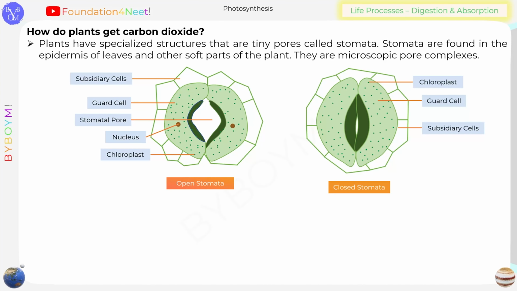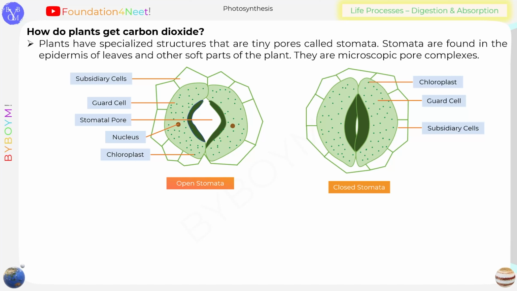How do plants get carbon dioxide that is present in the atmosphere? They have specialized structures that are tiny pores called stomata. Stomata are found in the epidermis of leaves and other soft parts of the plant. They are microscopic pore complexes.